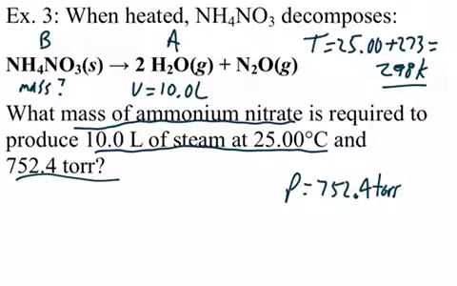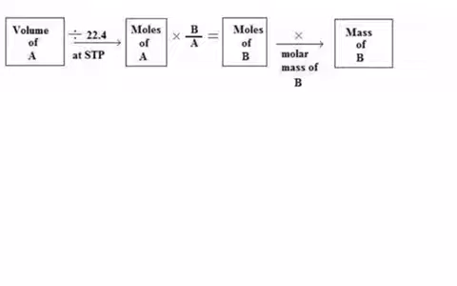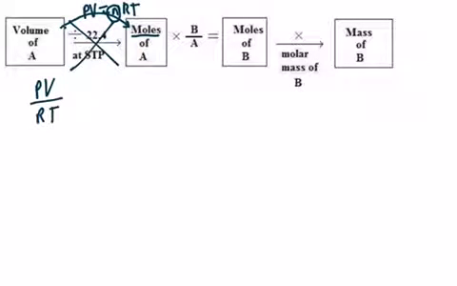Remember, in stoichiometry, the first step is to change to moles. Here's the flow chart. And the only difference is, since it's not at STP, because they gave us a pressure and a temperature, we can't do this. To go from volume to moles, we're going to use PV equals nRT, except this time we're looking for moles. And if you carefully rearrange that, PV divided by RT will give you the moles.